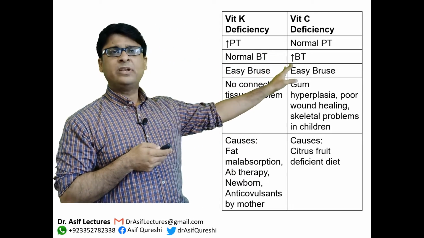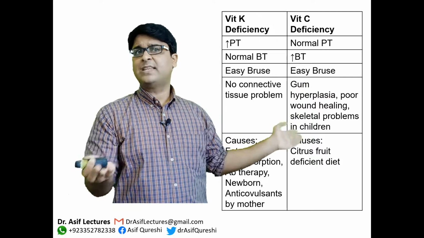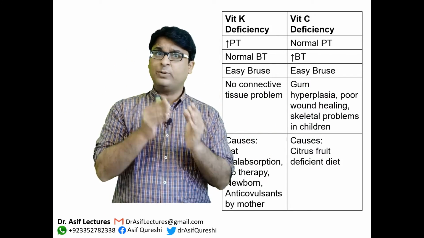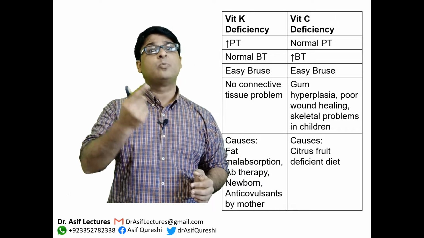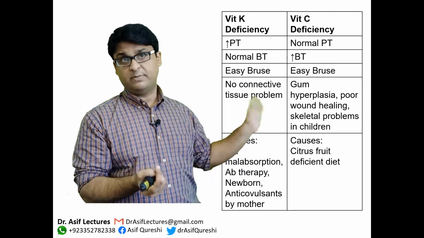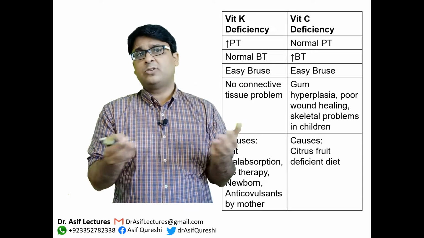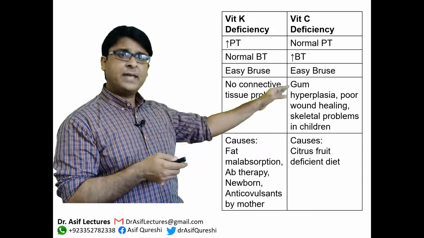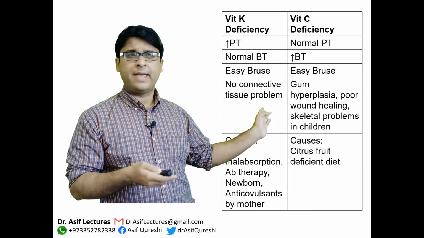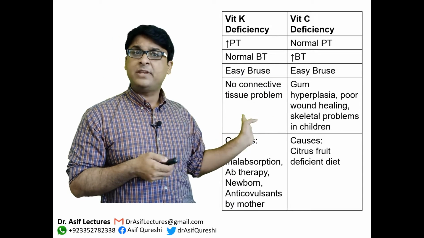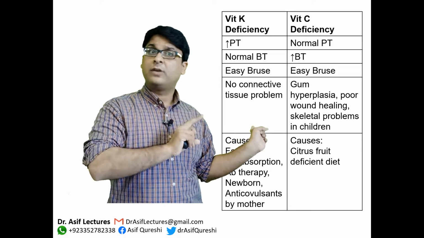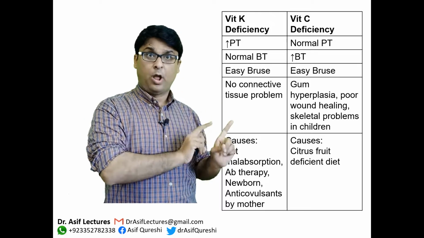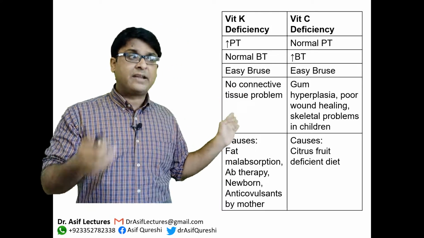And it will be normal in vitamin C deficiency, because vitamin C has nothing to do with the function of prothrombin, okay? Now, bleeding time, which is related with platelet aggregation, will be increased in vitamin C deficiency, but normal in vitamin K deficiency, because vitamin K has nothing to do with collagen synthesis or platelet aggregation, okay? Both of them show with easy bruising and a little bit of hemorrhages. And in vitamin K deficiency, there are no connective tissue problems because it is not involved in collagen synthesis, but in vitamin C deficiency, you do see connective tissue problems, gum problems and skeletal problems.